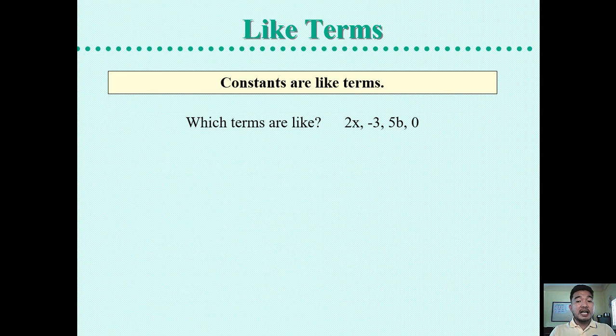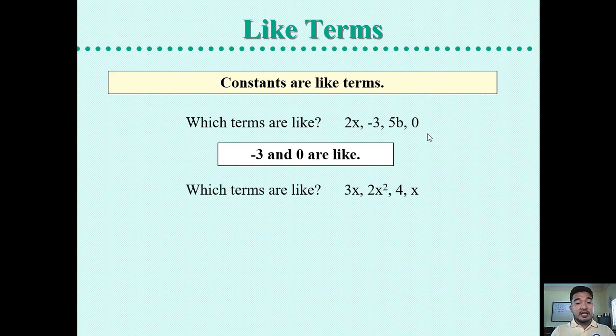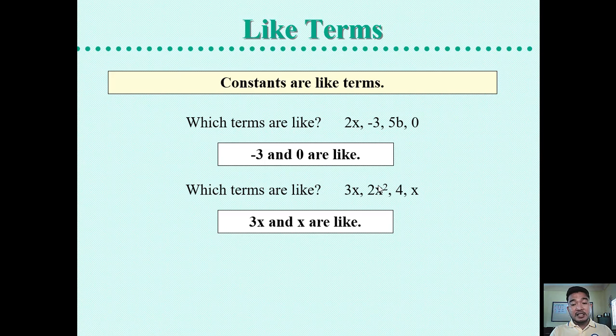Constants are like terms. Laging like terms ang lahat ng constant. So pag nakakita kayo ng mga constant, lahat yon ay like terms. So in this case, which terms are like? You have 2x, negative 3, 5b, and 0. The constant terms here are negative 3 and 0. That means negative 3 and 0 are like. How about this one? Which terms are like? 3x, 2x squared, 4, and x. So you have 3x and 4. You have 3x and x. Those are the like terms.